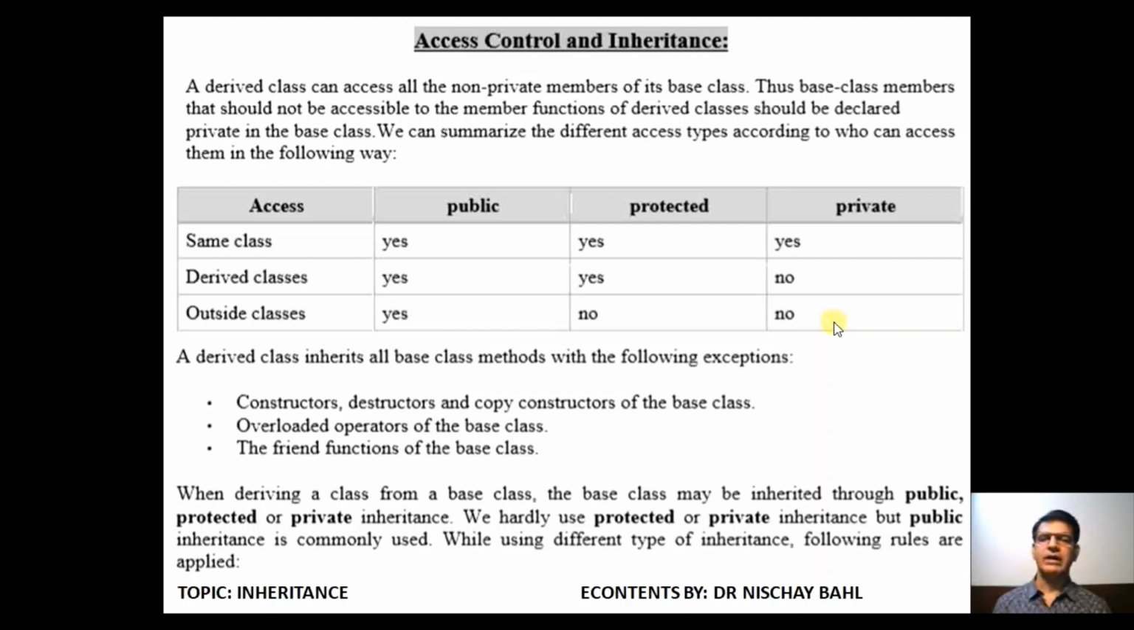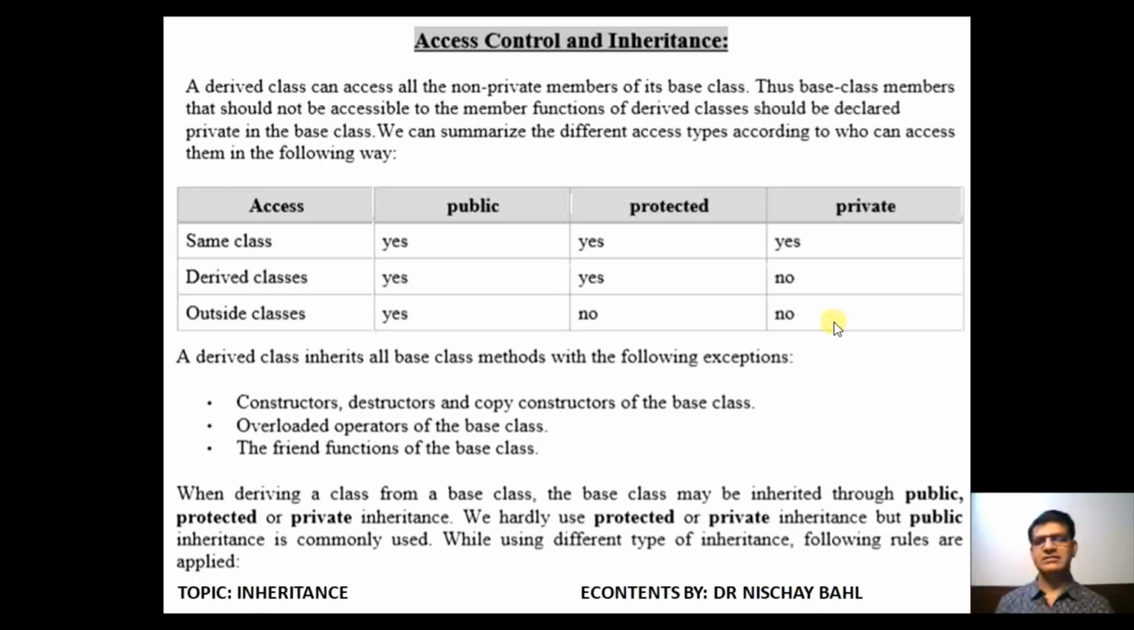A derived class inherits all the base class methods with the following exceptions: constructors, destructors, and copy constructors of the base class, overloaded operators of the base class, and the friend functions of the base class. Except for these 3 exceptions, a derived class inherits all the base class methods. That means these features cannot be inherited. While deriving a class from the base class, it must be inherited through public, protected, or private inheritance. We have to declare that in the syntax.